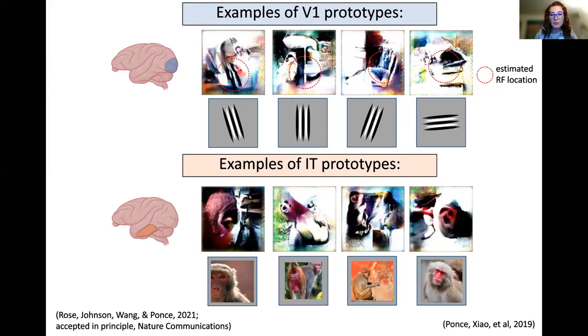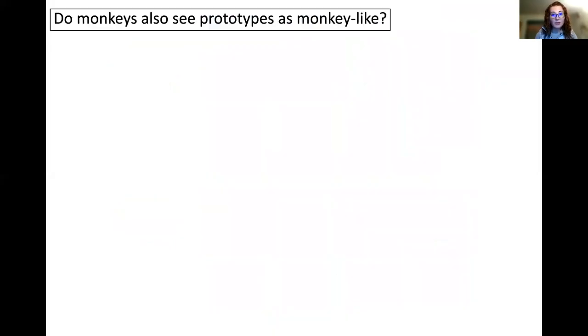In our 2019 paper, we used neural networks to confirm prototypes contain visual attributes also present in the natural images of monkeys. And in a study by Barden, Zhao, and colleagues, it was found that human visual judgments also corroborated informal perceptions of monkey-like features in the prototypes. But do monkeys also see prototypes as monkey-like?